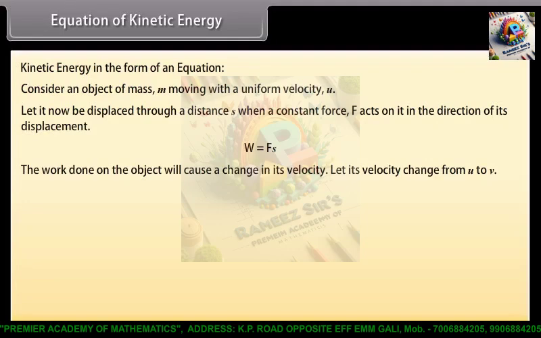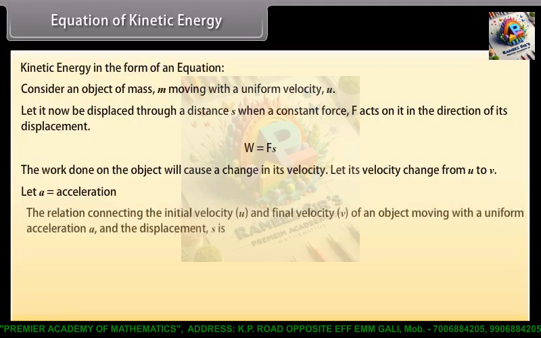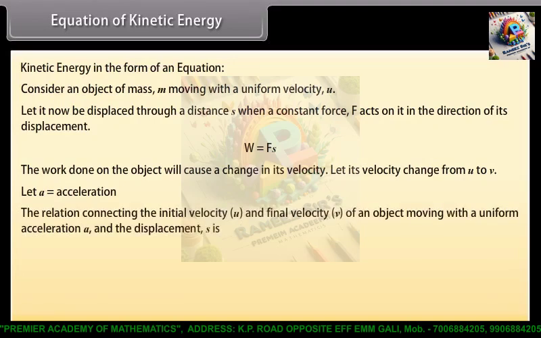The work done on the object will cause a change in its velocity. Let its velocity change from u to v. Let a be the acceleration produced. The relation connecting the initial velocity u and final velocity v of an object moving with a uniform acceleration a and the displacement s is v square minus u square equal to 2as. This gives s is equal to (v square minus u square) whole upon 2a.